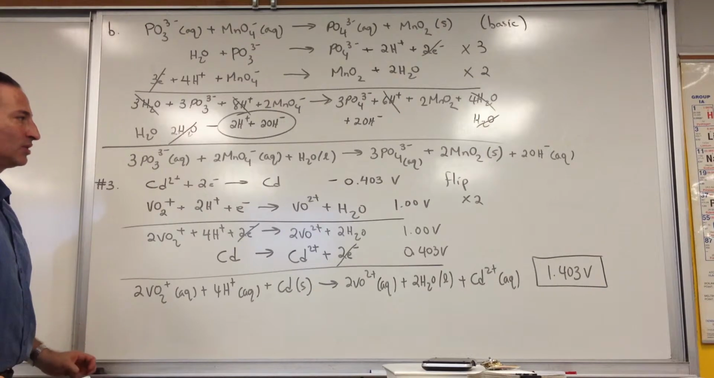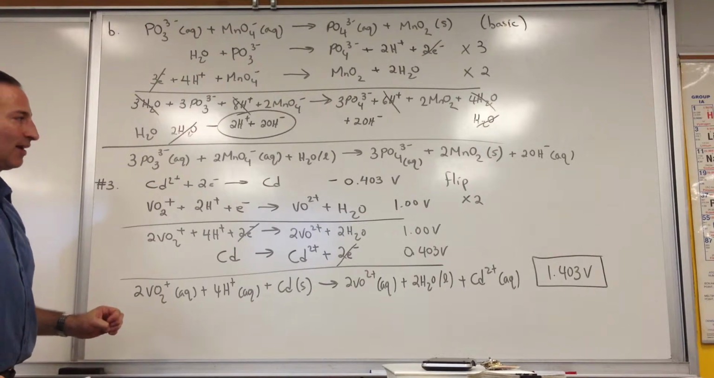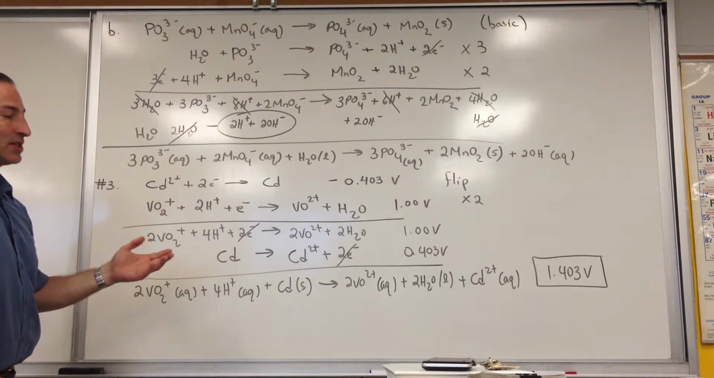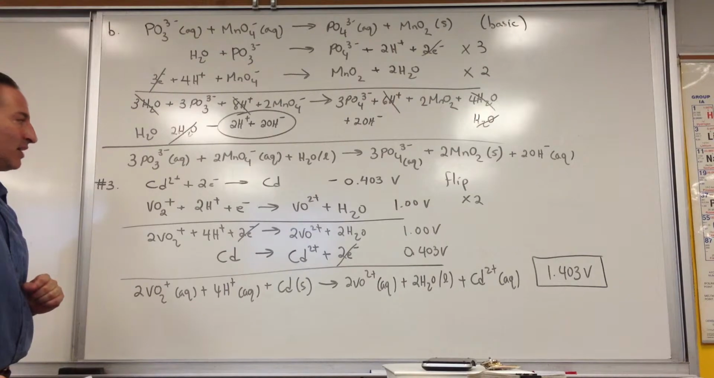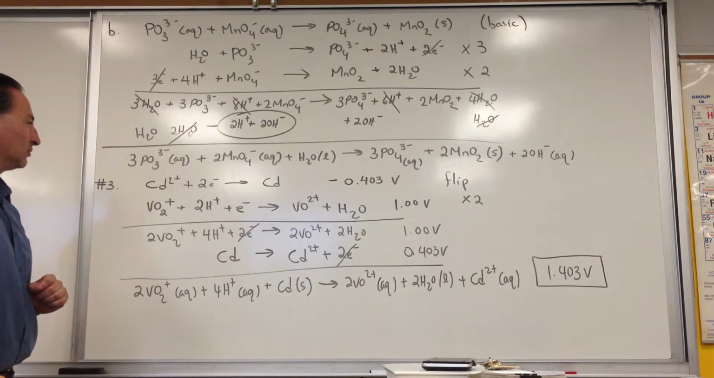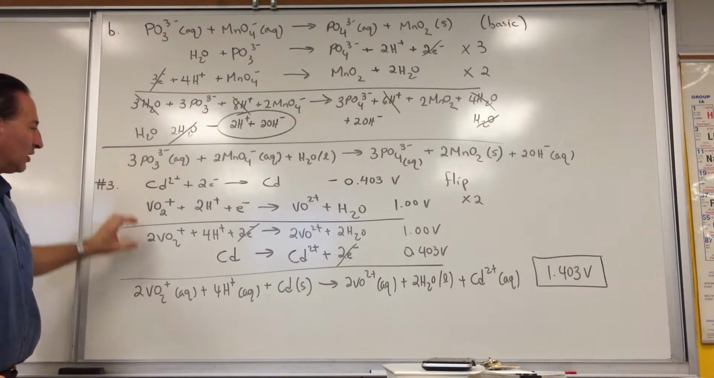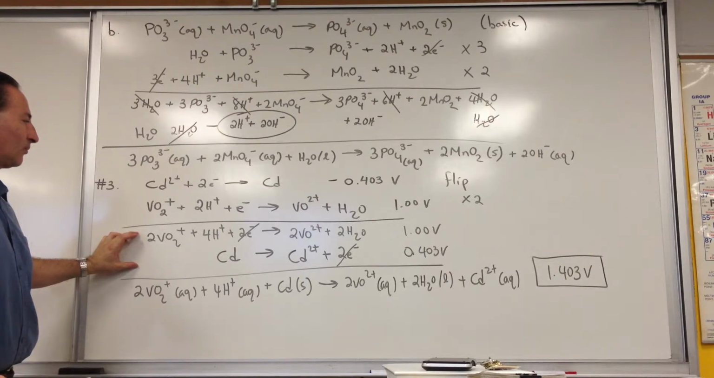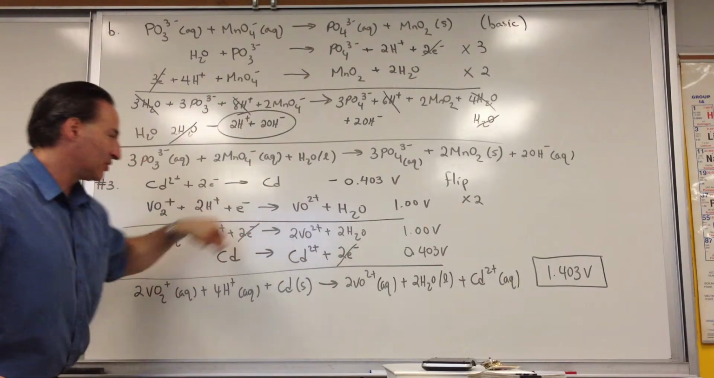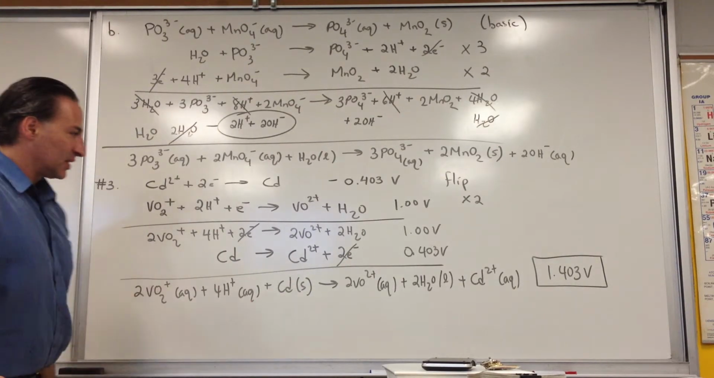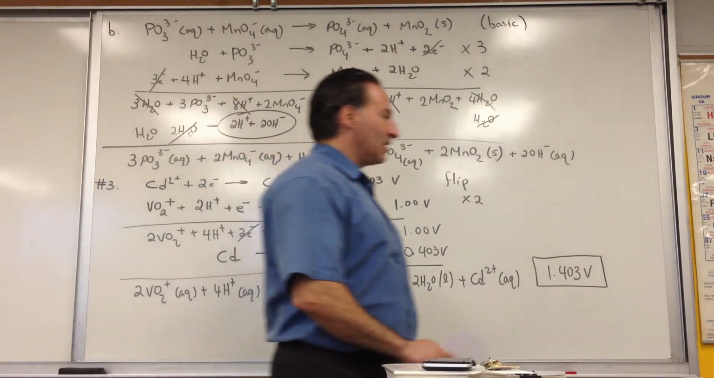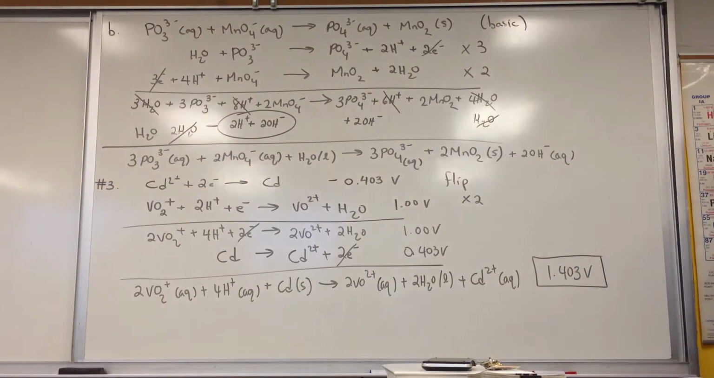Remember that voltage is a measure of how much energy each electron is carrying. So if you have twice as many electrons, you have more energy, but each electron has the same voltage. Each electron is carrying the same amount of energy. You just have more electrons by multiplying the reaction by any given number. Once we've multiplied them, this is the result. Now we have 2 electrons on the left, 2 electrons on the right, which we can eliminate, and then we write the final result down here. And the standard voltage for this reaction is 1.403 volts.